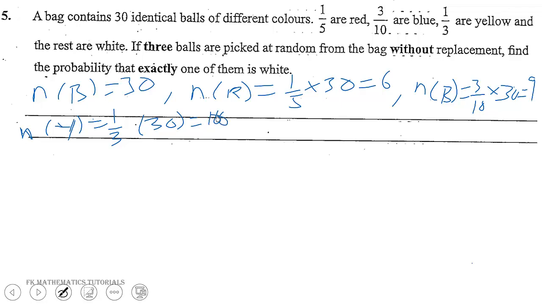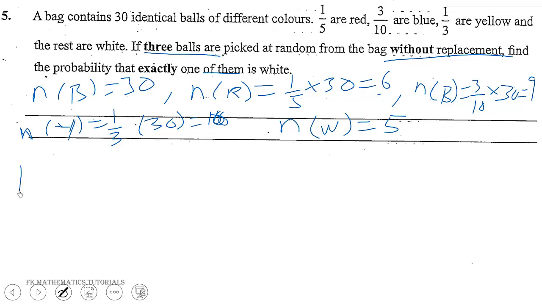So if you add 10 plus 6, you get 16, plus 9, you get 25. So the number of white balls will be 30 minus 25, which is 5. Now, we have to find the probability that when 3 balls are picked at random without replacement, exactly one of them is white.